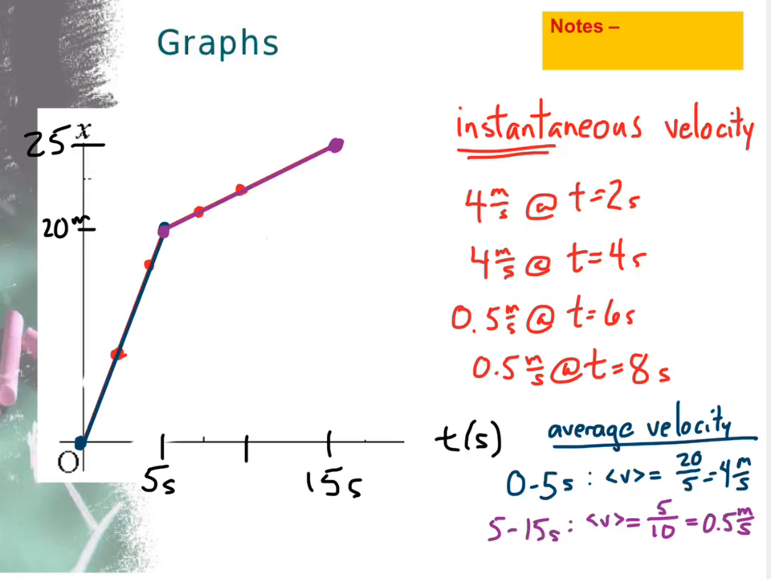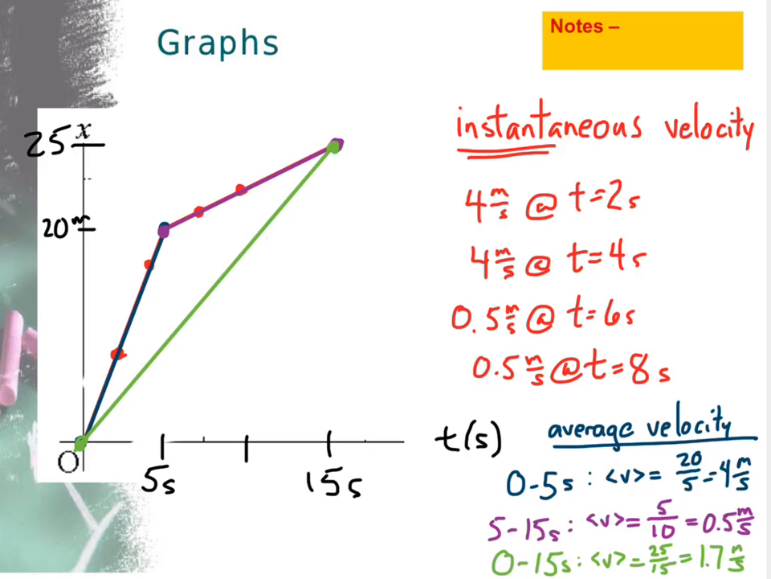Now things get interesting when I ask myself, okay, what is the average velocity over 0 to 15 seconds? So I need the beginning point, I need the end point at 15 seconds, and then I need to connect those two with a straight line. And the slope of this straight line will give me my average velocity. So we covered 25 meters of displacement over 15 total seconds. Divide those two and you get 1.7 meters per second.